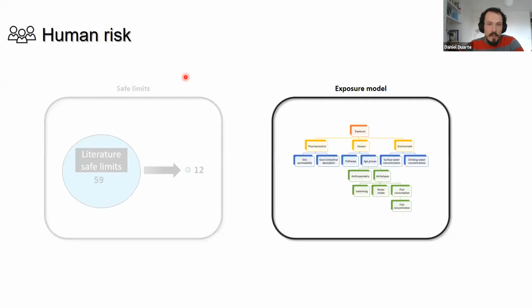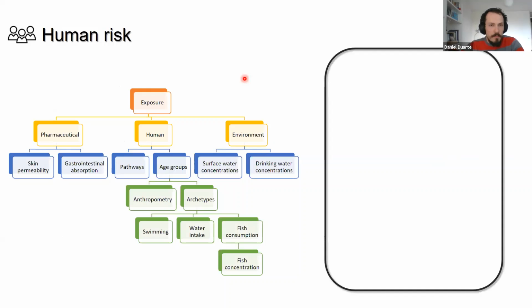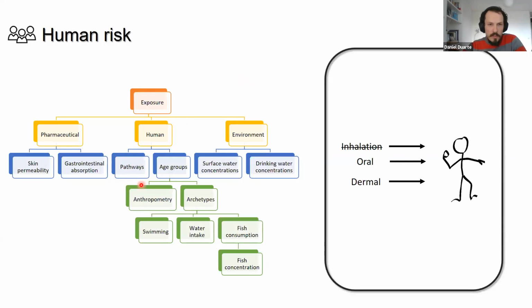And we've designed an exposure model that accounted for different parameters and different factors. I'm not going to delve in too much detail about the model, but I will emphasize just a few things that I think are important to keep in mind. In terms of exposure for humans, we've considered 2 exposure pathways, oral and dermal. Inhalation was not included because for these types of chemicals it can be neglected, because they don't easily go into the gas phase.